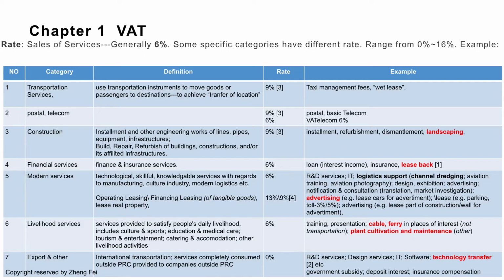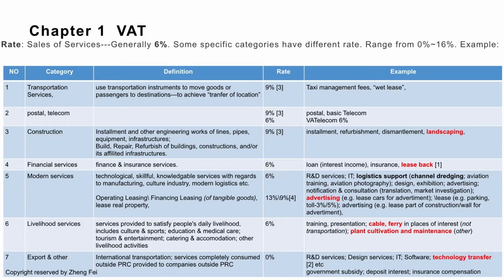The fifth group is modern services. This contains a variety of services, including R&D services, IT, logistics support. Here, I'd like to draw your special attention to the leasing services. This includes operating leasing and financing leasing of tangible goods, as well as lease of real property.